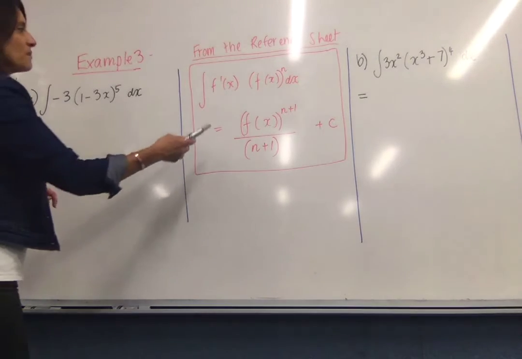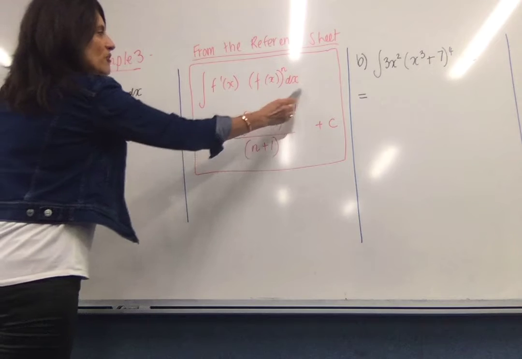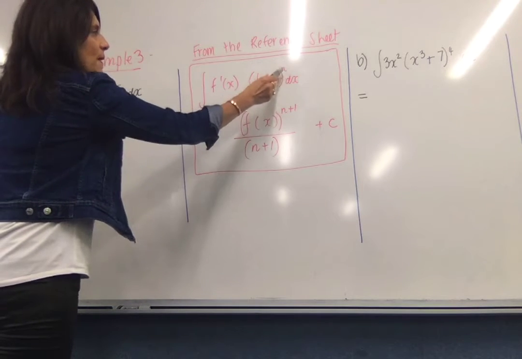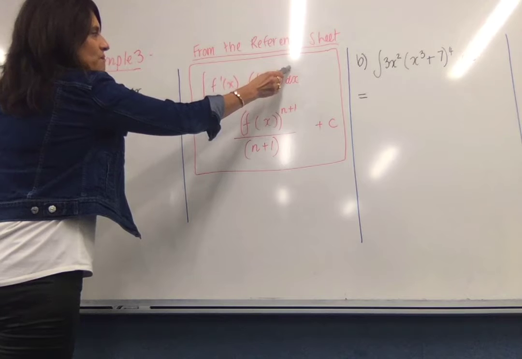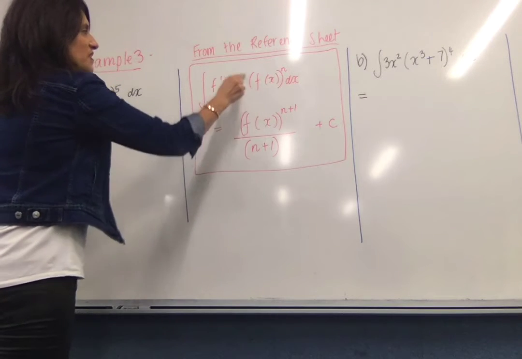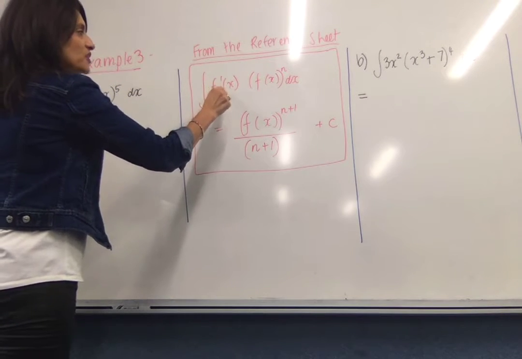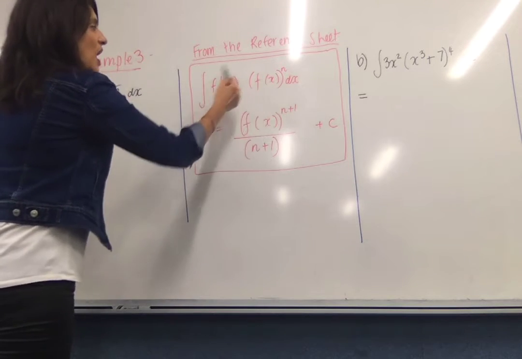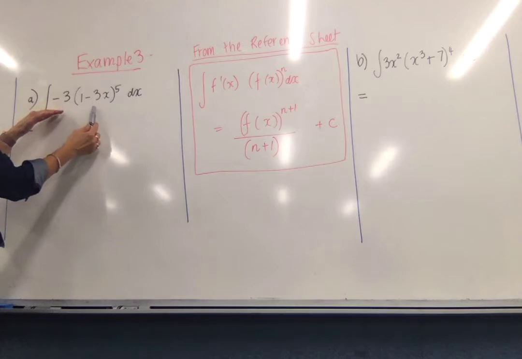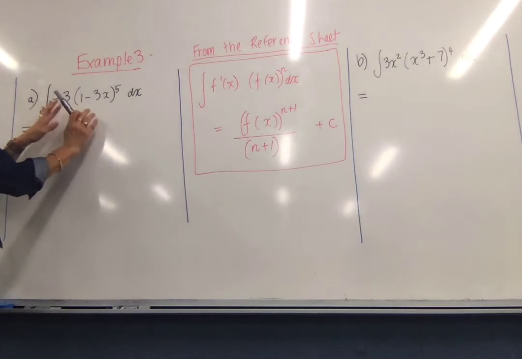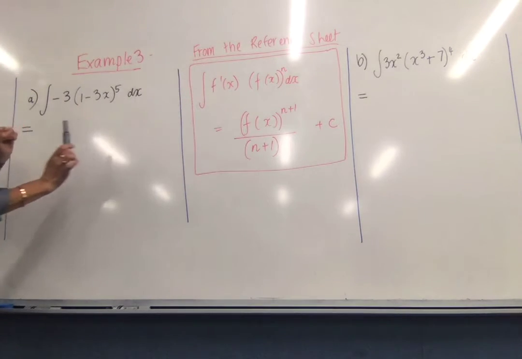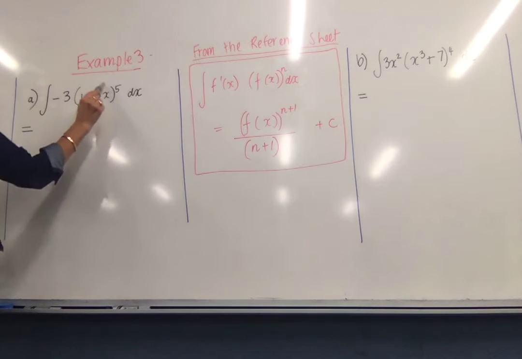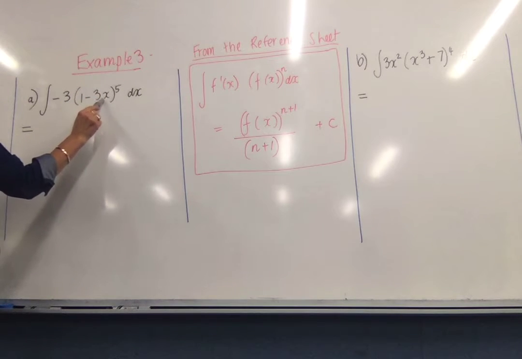So this is when we're going to integrate something in the form where we have a function being raised to a power, and then at the front of that function we've actually got the derivative of what's inside the brackets. So let's for one moment have a look at how we can solve this question using this result from the reference sheet. If you look at it here, our function is 1 minus 3x.